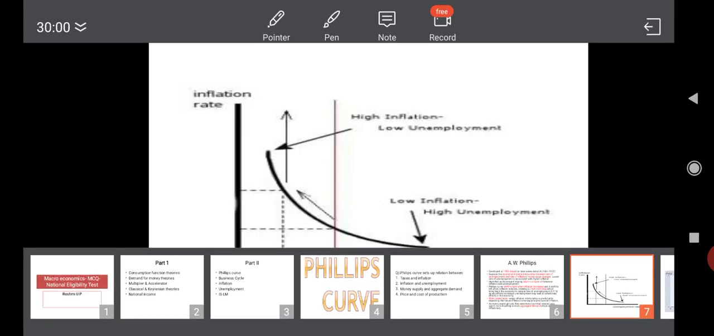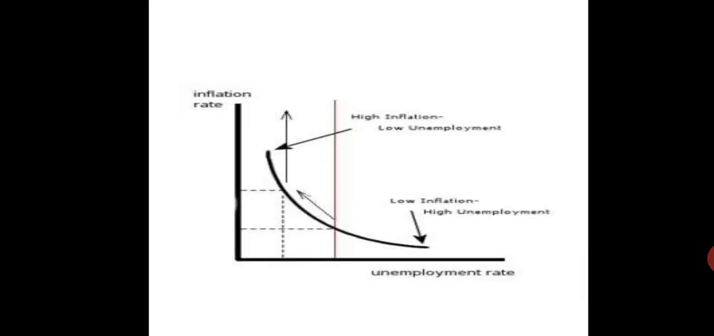Moving on, these are some of the explanations for the Phillips curve which you can go through. This is the shape of the Phillips curve. At the highest point, you can see that there is high inflation. At that point, there will be low unemployment, and as we come down the Phillips curve, there is a point where there is low inflation and high unemployment, which we can summarize as: any attempt or effort to reduce unemployment will only put pressure on prices. It will only result in high inflation.